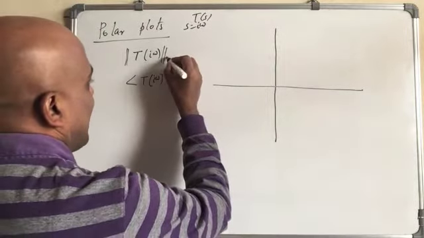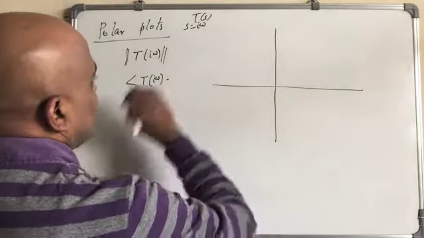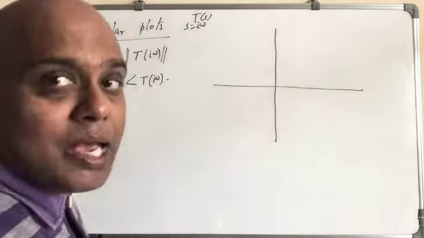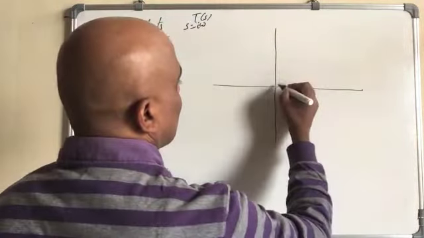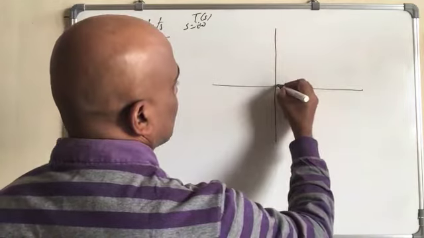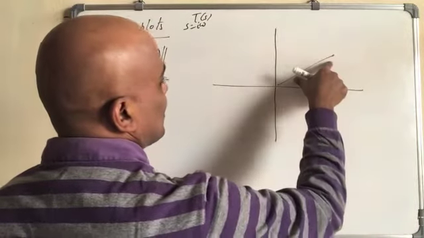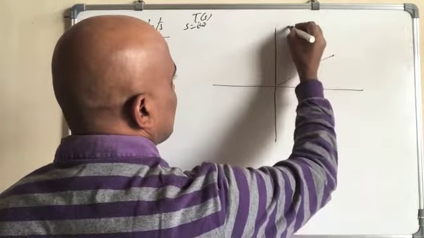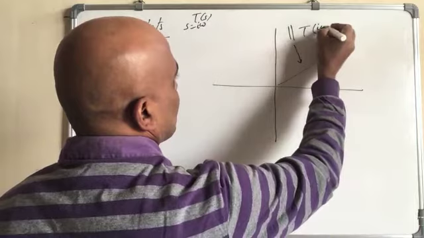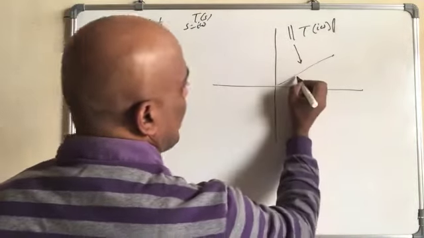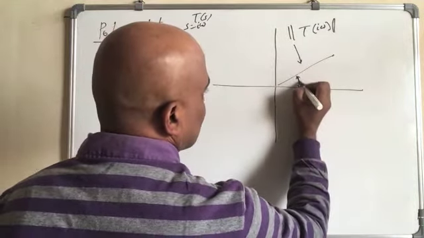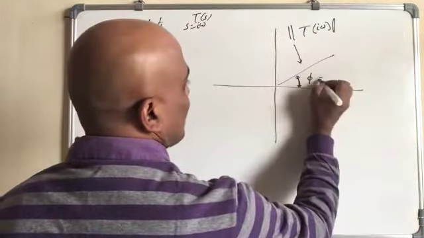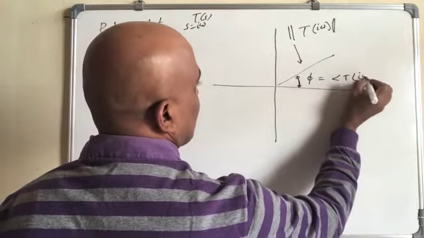We have to plot the angle and we have to also plot the magnitude. So magnitude, let us say we can plot like this. The length of that will be the magnitude. This will be |T(iω)|. The angle here will be phi. So this will be phi equal to angle of T(iω).